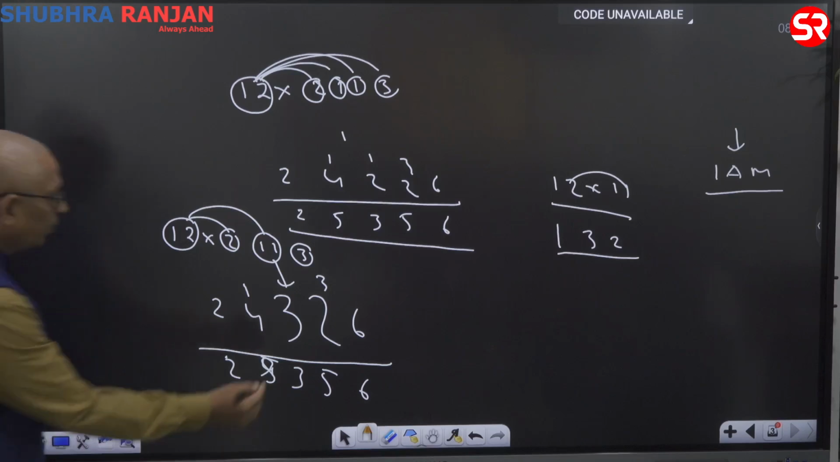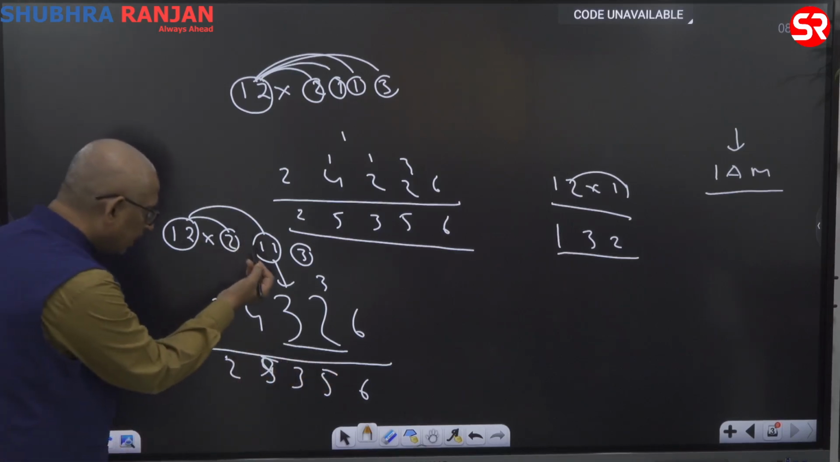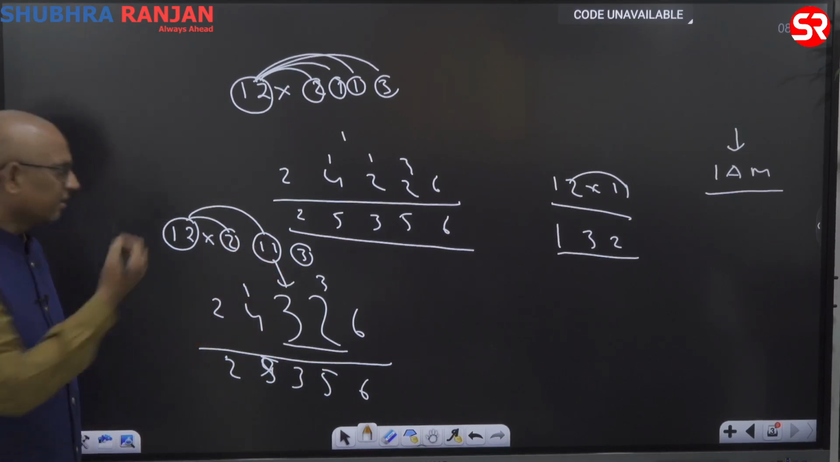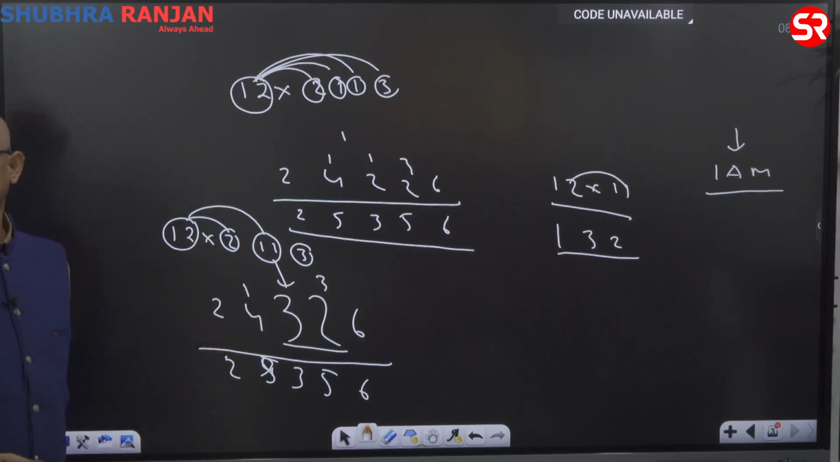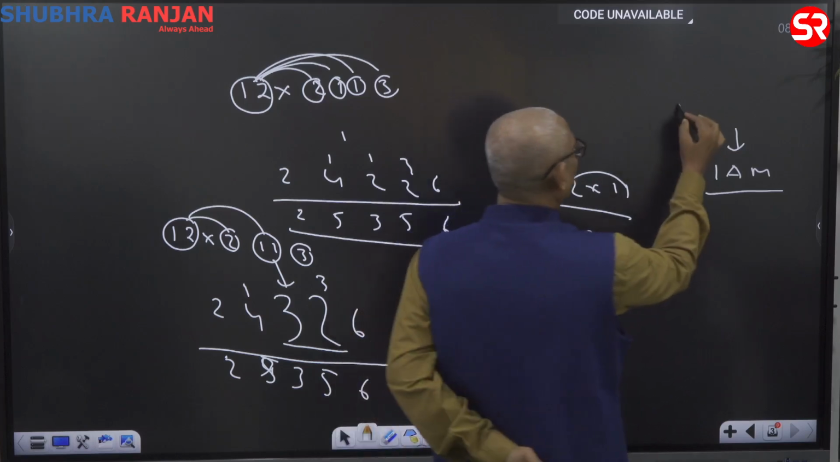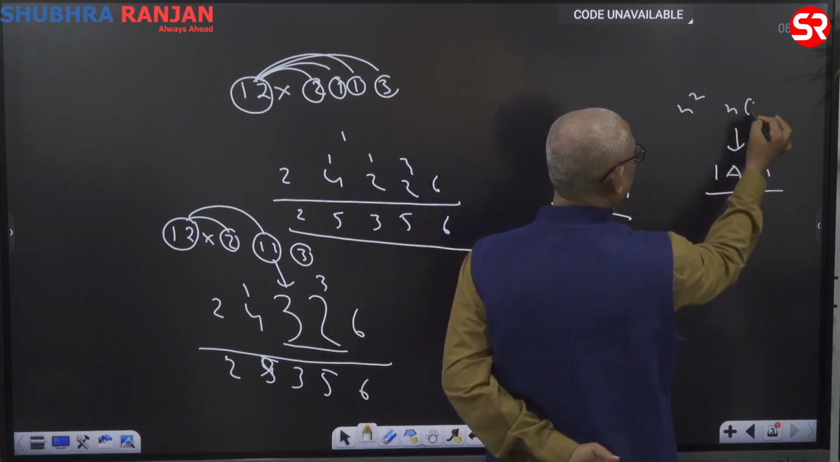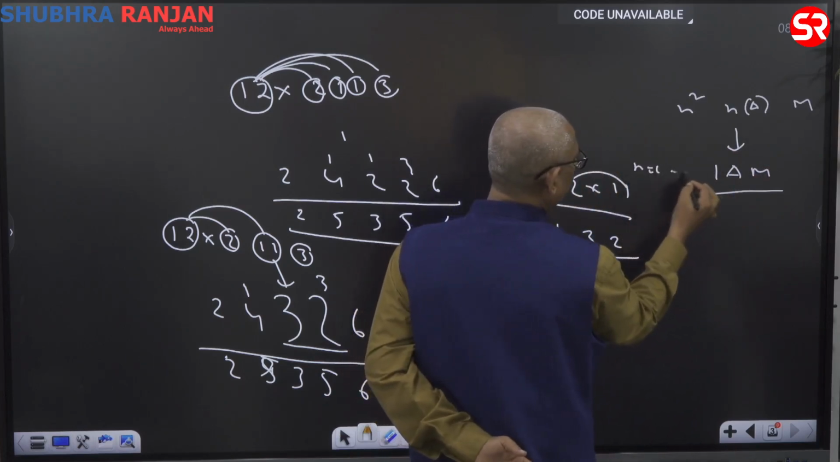Why am I taking 2 digits here? Because I am multiplying with 2 digits. If I take 3 digits here, I will write this. That's all, no? Good. Now, the basic formula for 1 AM is n squared, n A, and then M.